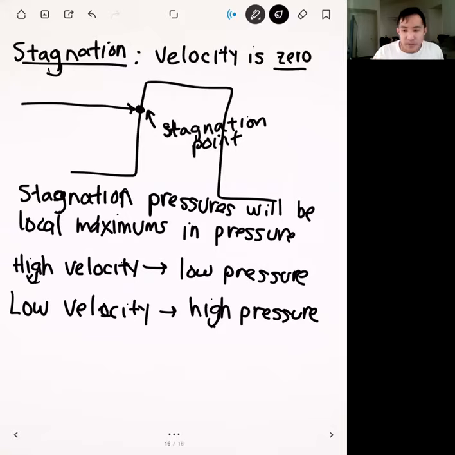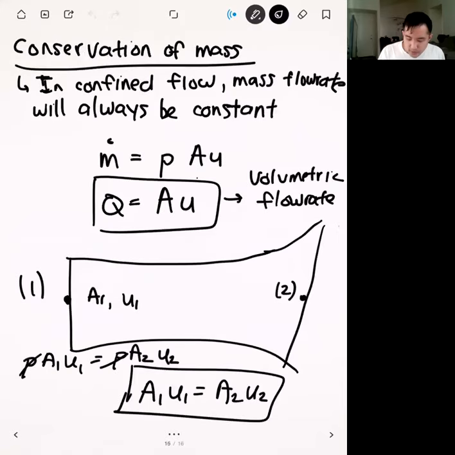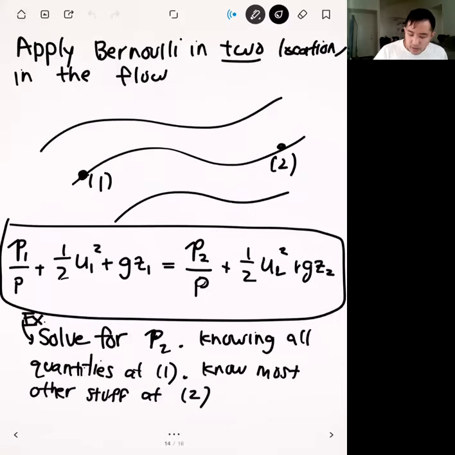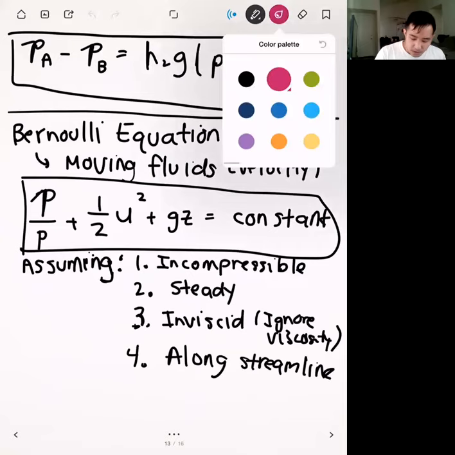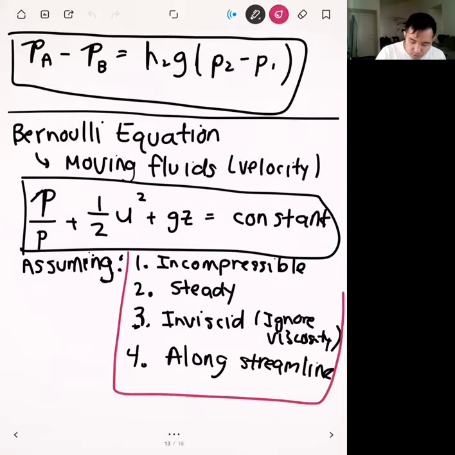All right, so that's the basics of Bernoulli right there. For most problems, first you're going to apply conservation of mass, and then you're going to apply Bernoulli. And from that, you can start to solve for some of these fluid dynamics quantities. The Bernoulli equation itself is really important, but I want you to always remember what these 4 assumptions are, because in order to apply Bernoulli, this relatively simple formula, we need to have all 4 of these conditions satisfied. If they're not satisfied, then you can't apply Bernoulli, and you'll have to use a method that we're going to go over in the next couple of weeks.